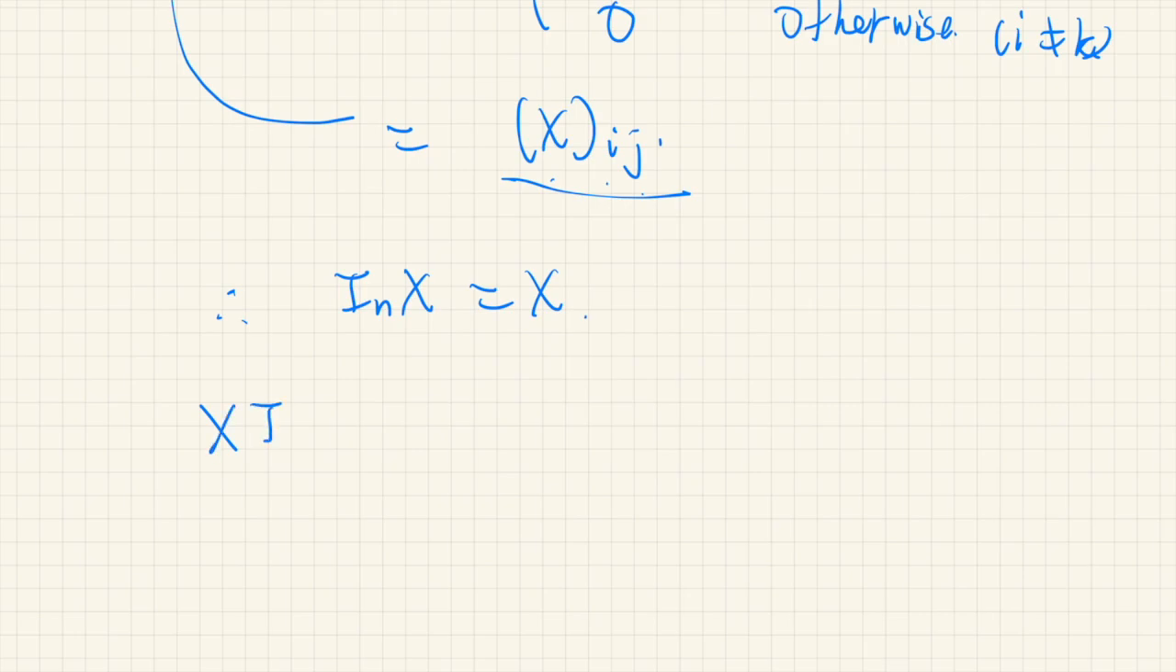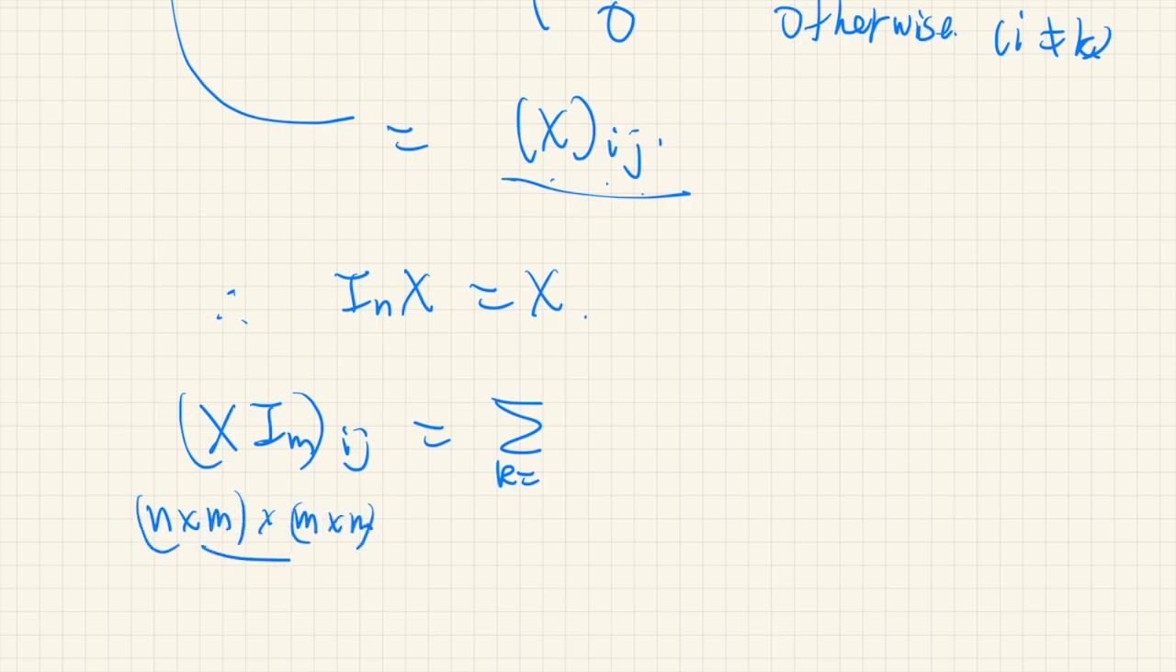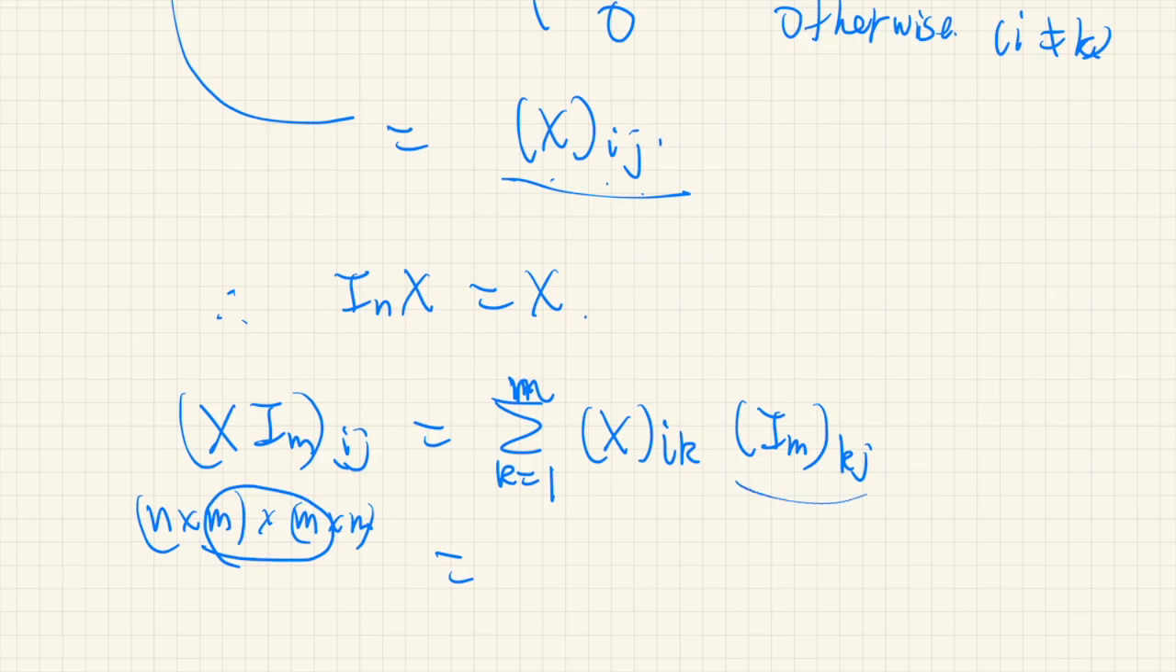X I_m, its ij element is this: now we are multiplying an n by m matrix times an m by m matrix. So the summation here runs from 1 to m. The sum over k from 1 to m of x_ik and I_m's kj element. But this thing is Kronecker delta.